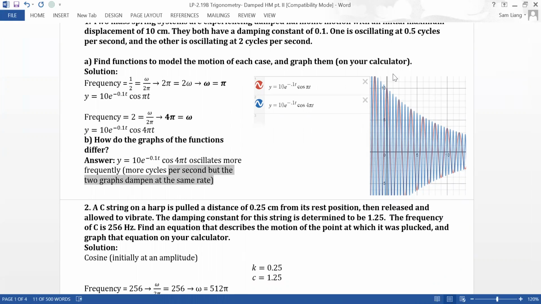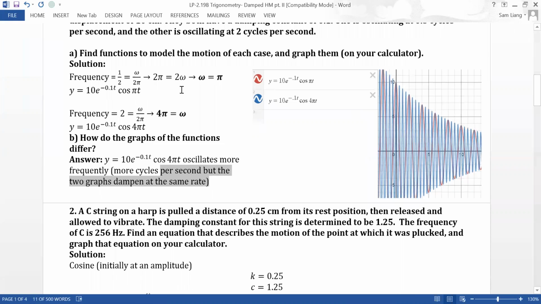So basically, what would be affecting here is the second function that has 4 pi. It would oscillate a lot more over a shorter time period. So to put it in very simple terms, it would shrink, or it would thin, as some people would say, which basically just means that there are more oscillations occurring over the same amount of time as the first function.